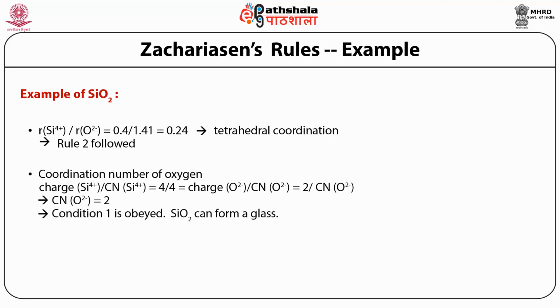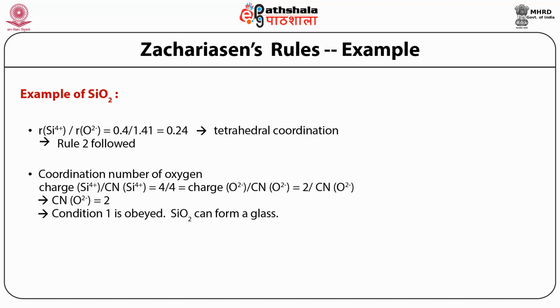Next, we find the coordination number for oxygen. This is done by using the condition that the ratio of the charge to coordination number should be the same for both the ions. That is, charge of Si4+ to CN of Si4+ is equal to 4 by 4, which is equal to charge of O2- divided by CN, that is coordination number of O2-, is equal to 2 divided by coordination of O2-. So we get that the coordination number of O2- is 2. This satisfies the condition number 1 of Zachariasen. Thus, SiO4 tetrahedra linked at the corners will form a glass.